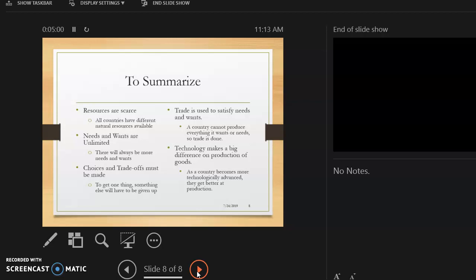Trade is used to satisfy those needs and wants. We here in the United States do not produce coffee. We do not have the environment to do it. Our climate is not set up for that. Coffee is only grown in certain parts of the world. Yes, it's grown in Hawaii, I know that, Costa Rica, and places like that.